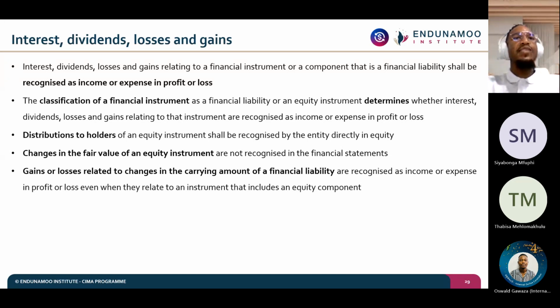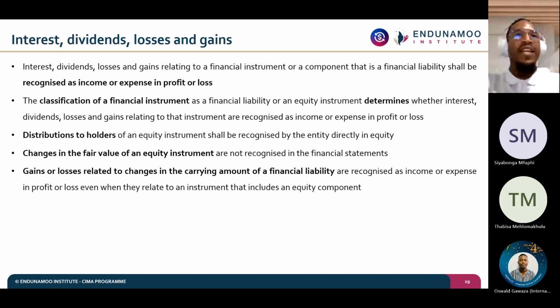The standard then tells us as well that changes in the fair value of an equity instrument are not recognized in the financial statements. So quite like we saw in example 10 just now, once we've determined the equity component, it stays as is. We never have to remeasure it. Equity is never remeasured.